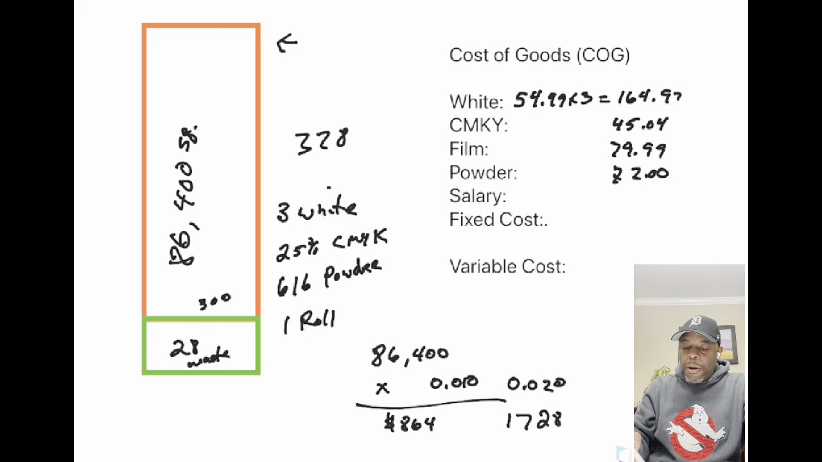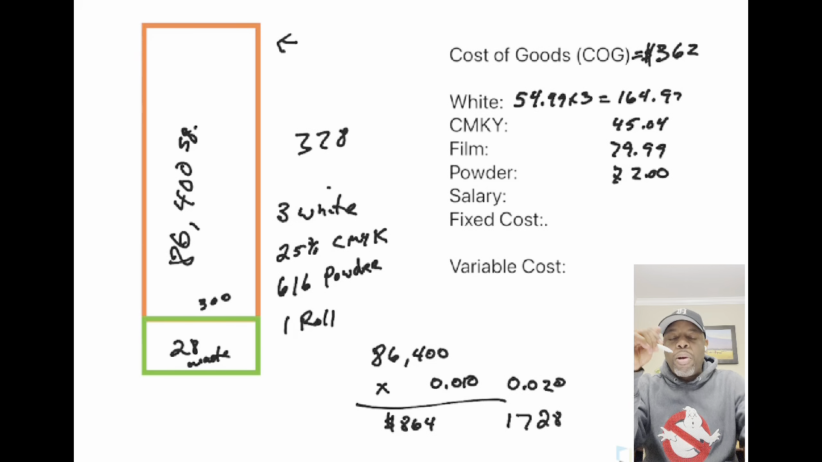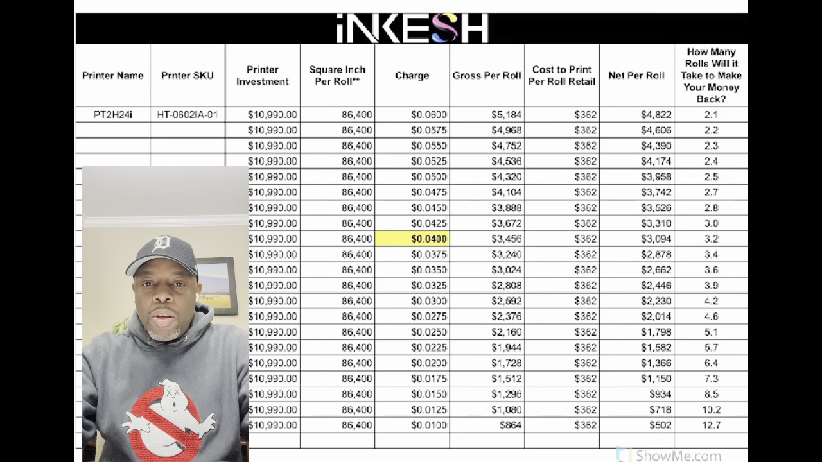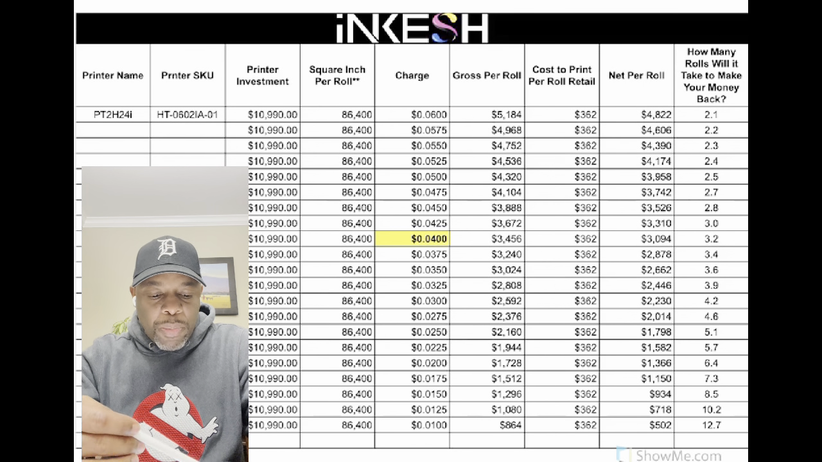Let's go back here. So our cost of goods is going to end up costing a total of $362. All right. Now we're going to break down, what does this look like? What does your profitability look like based off of if you purchased just a 2-head 24-inch printer? Okay, so let's keep all of this in mind right here, and let's go over to our pricing sheet. Now, you can see your pricing sheet here.